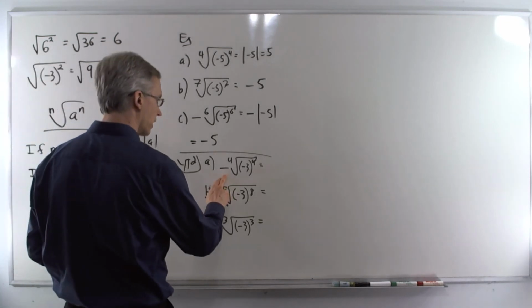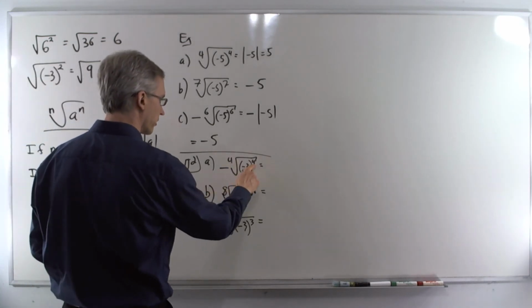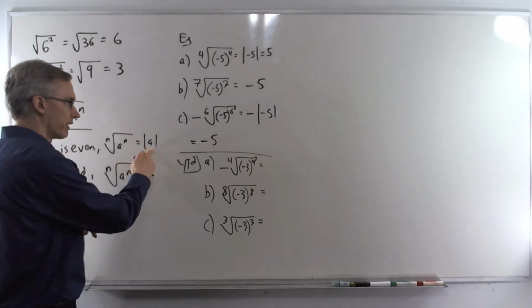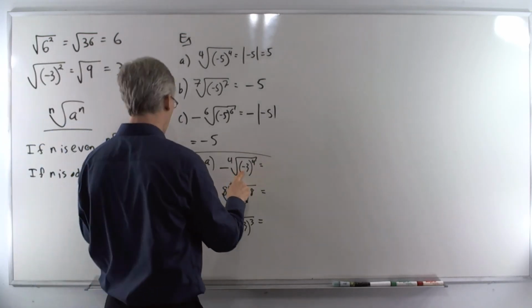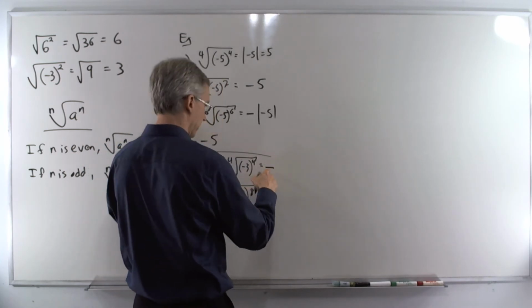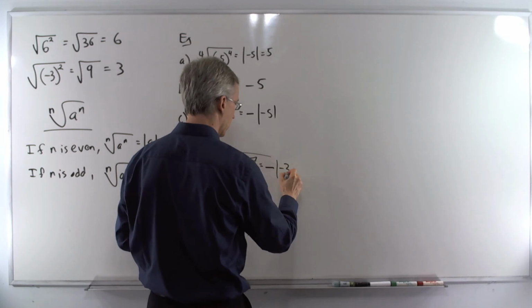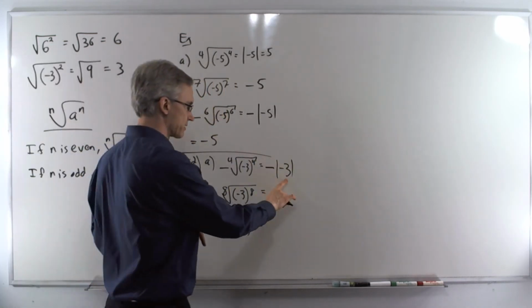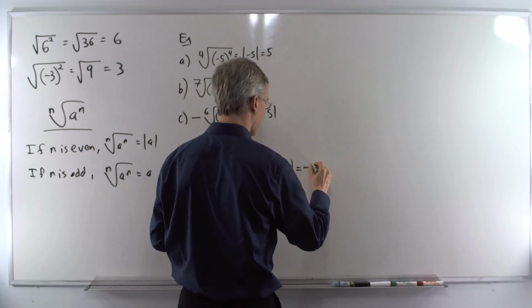All right, so this one, negative fourth root of negative 3 to the fourth power. It's the even version, so we're going to get the absolute value of a. Keep that negative sign out front. Absolute value of negative 3 is positive 3, but it's negative, so we got negative 3 there.